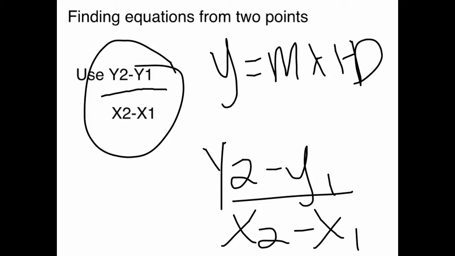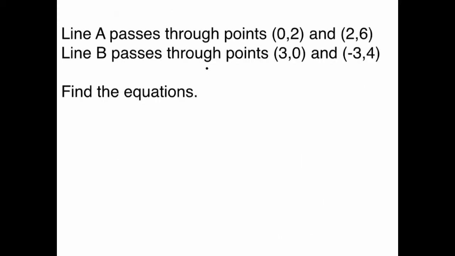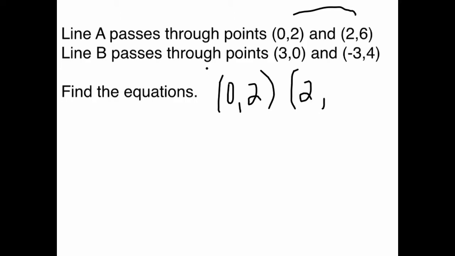Let's do an example. Alright, let's look at our first example. Line A passes through the points (0, 2) and (2, 6). Line B passes through the points (3, 0) and (-3, 4). Find the equations. Obviously, this is going to end up being a system. I'm going to treat each one of these individually. The first thing I'm going to do is pull out the coordinates from my first line: (0, 2), (2, 6).